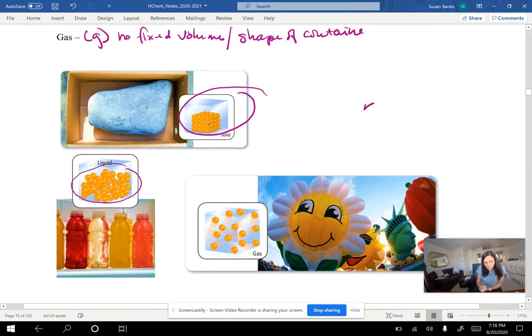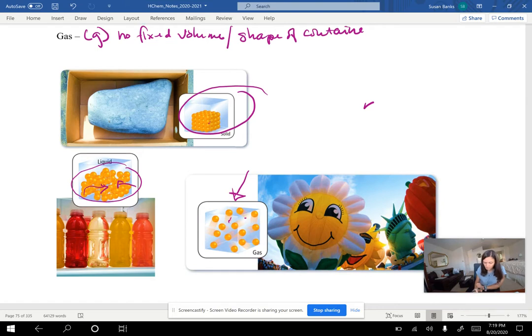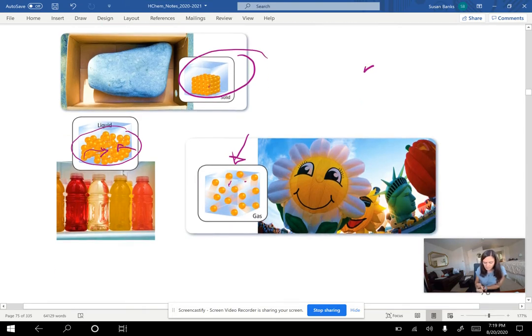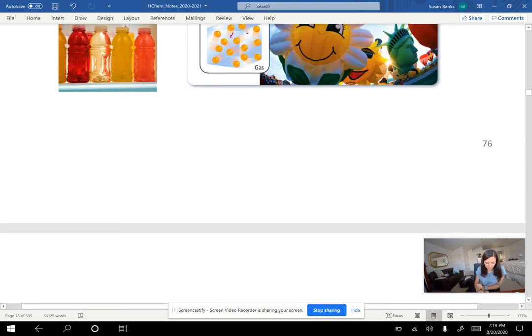Liquids are still relatively close together, but notice they don't have as much organization. They can move around. And then gases. Those molecules are super far apart from each other. They're moving quickly. I like how this shows the movement of those gases, because gases are moving very quickly.